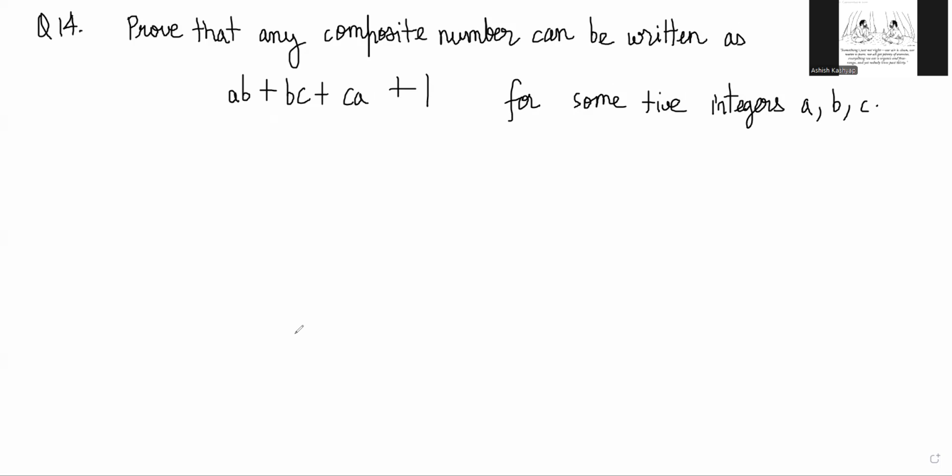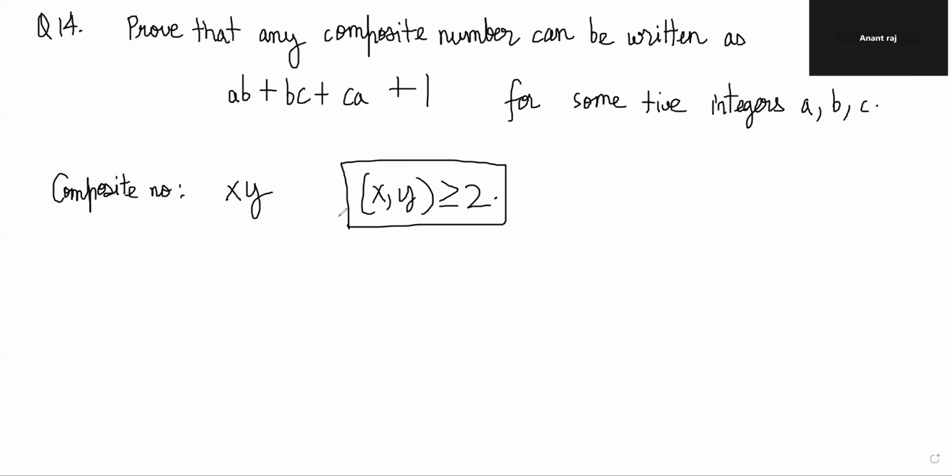Okay, so usually कॉम्पोजिट नंबर को कैसे लिख सकते हैं? कॉम्पोजिट नंबर को product of two numbers के तरफ लिख सकते हैं। x y लिख सकते हैं where x and y are both greater than equal to 2. ओके, सो यहाँ पे we have to write it like this somehow.